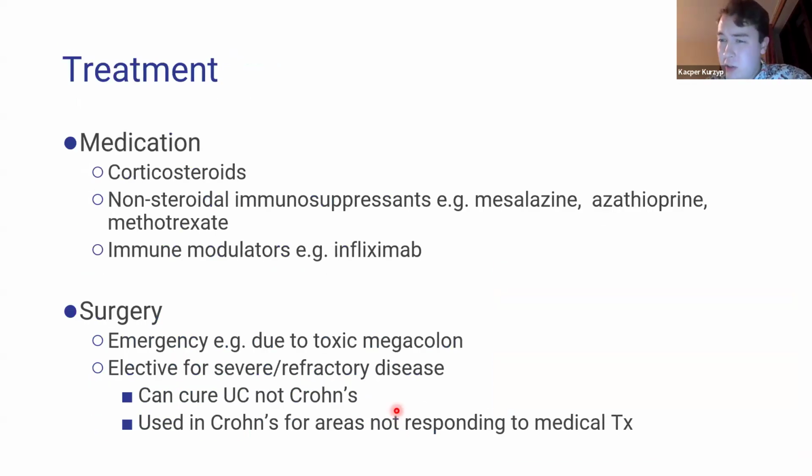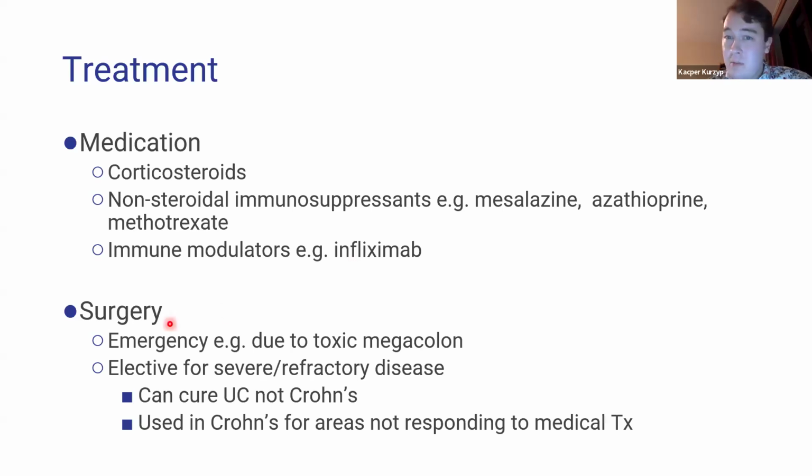Now, treatment, you don't really need to know much about treatment, but what you can see, it is treated with corticosteroids for acute flares, some immunosuppression, non-steroidal, like mesalazine, or disease-modifying drugs like azathioprine and methotrexate to control the disease, and you can use anti-TNF agents, and actually they are used more often today.